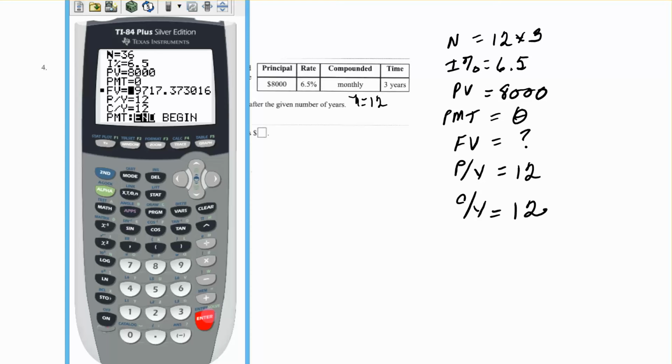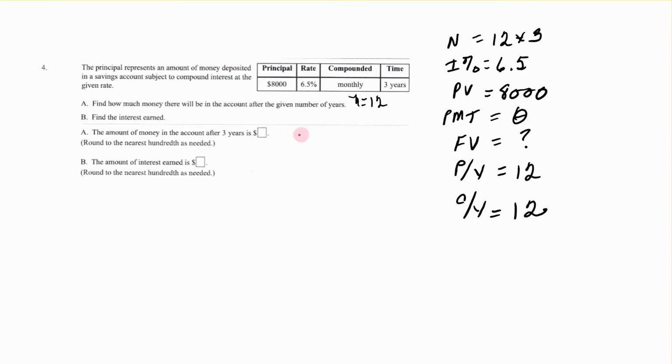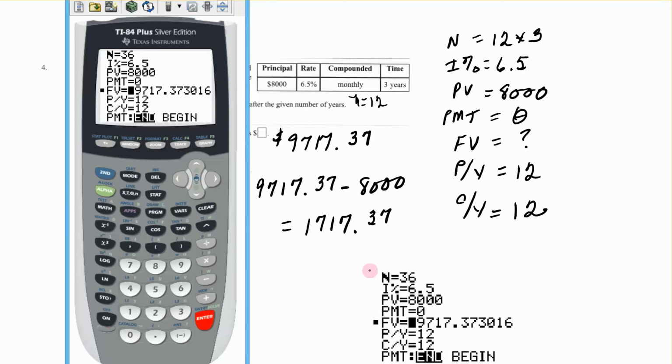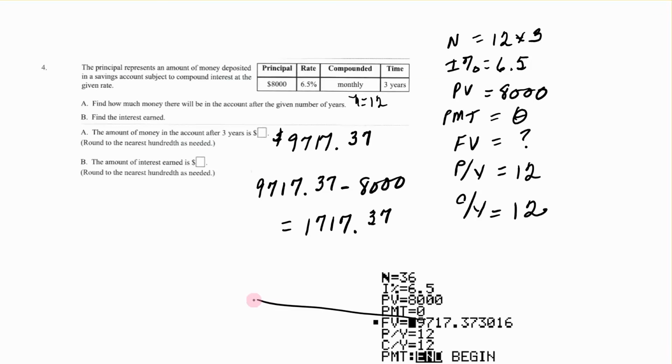So my future value after 3 years, compounding it monthly at this interest rate, I will have $9,717.37. That means that my interest will be $9,717.37 minus what I started with, which is $8,000, giving me interest of $1,717.37. And I will grab this for you, so you have it for your notes.